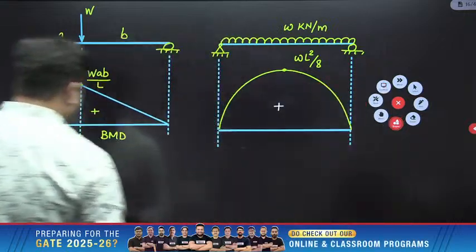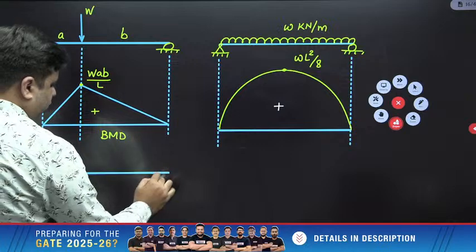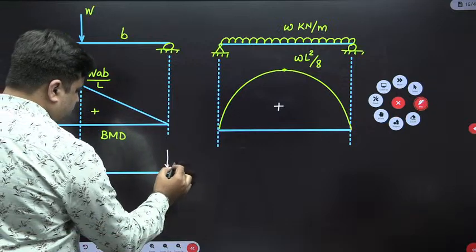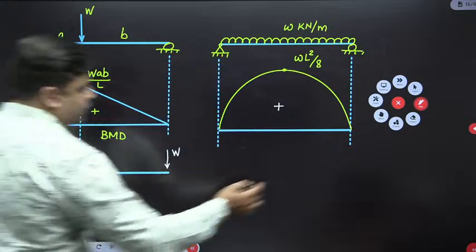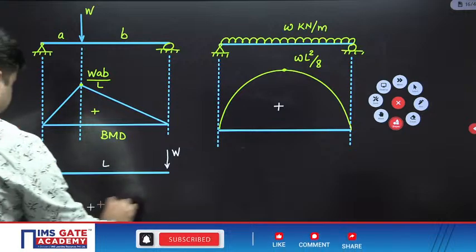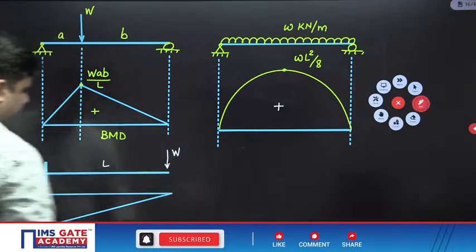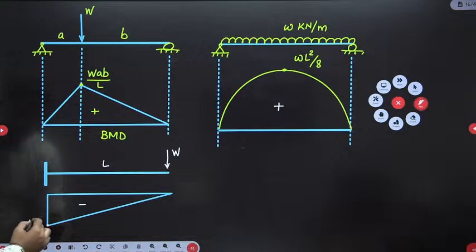For example, if you have a cantilever beam which is subjected to a point load, the value of this load is W. The length of the beam is L. So the bending moment diagram will look like this. It will be a hogging moment, and this value will be minus W into L.